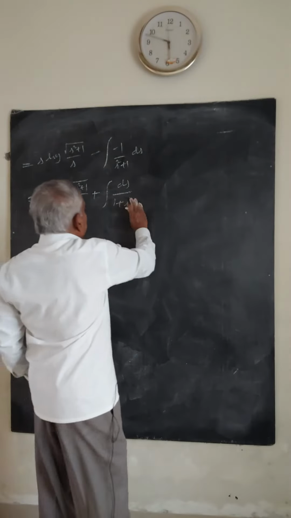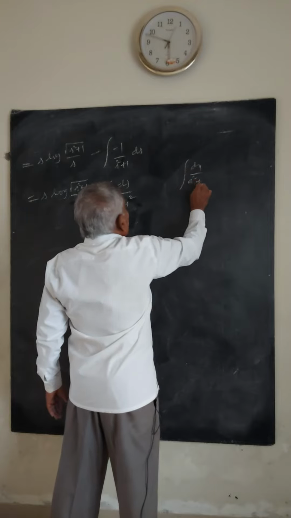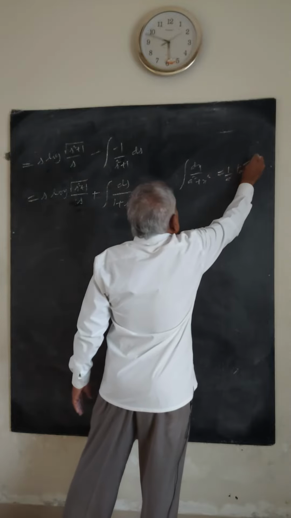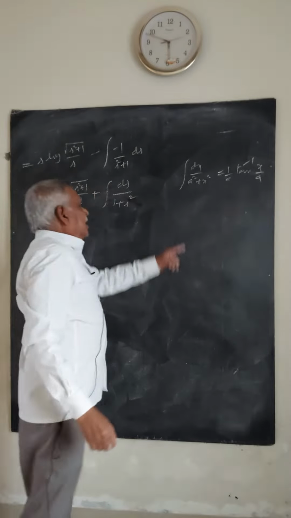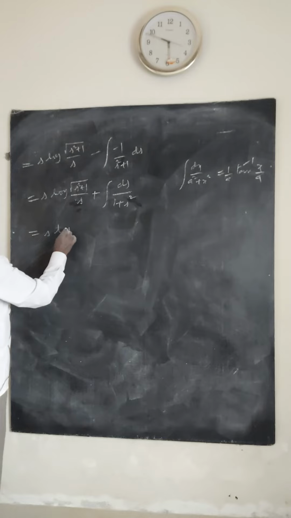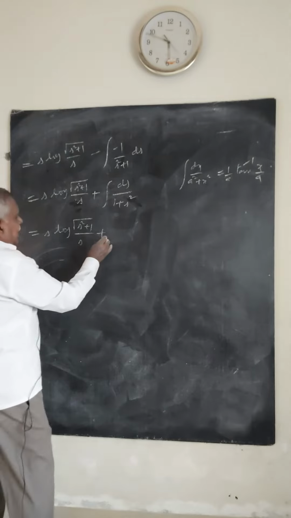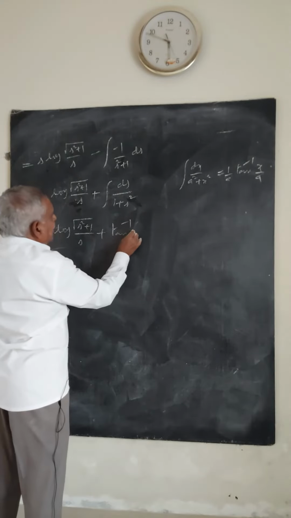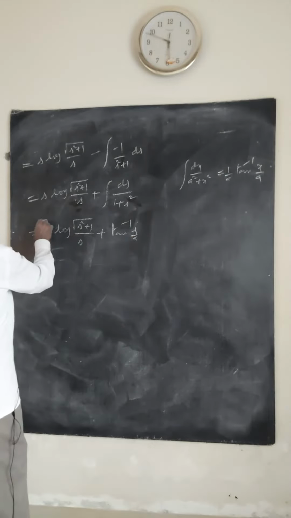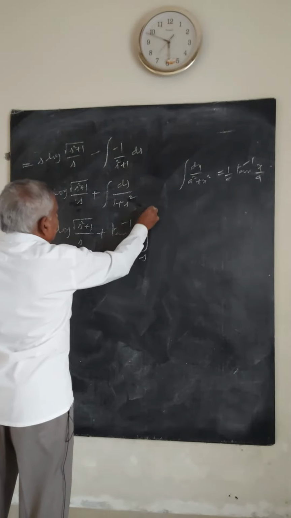We are going to use the formula: the integral of dx by a squared plus x squared equals 1 by a tan inverse of x by a. Here a is 1. Therefore, we get s log of root of s squared plus 1 by s plus tan inverse of s by a. We have to put the limit. We are not given limits in the integral, so s tends to infinity.